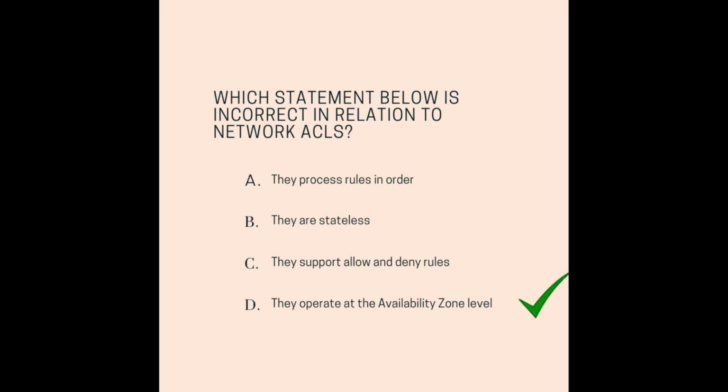Answer is D, because a network access control list, ACL, is an optional layer of security for your VPC that acts as a firewall for controlling traffic in and out of one or more subnets. Network ACLs operate at the subnet level, not at the availability zone level.